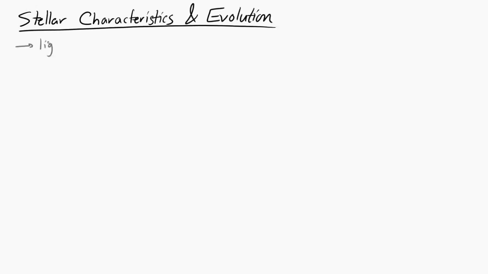Let's take a look at stellar characteristics and evolution. And we're going to start out by thinking about the information that we can get by using the light from stars. And that's important to think about because light is pretty much all we get from stars. So we can look at a star's spectrum.